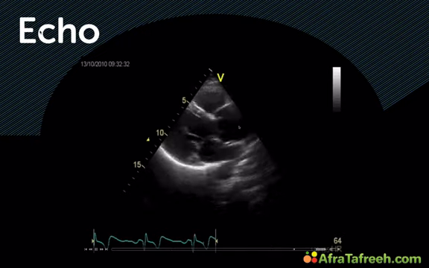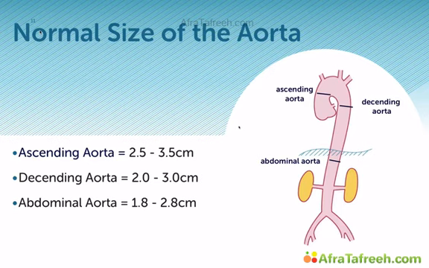Let's take a look at some more views. Well, let's first of all take a look at how we should measure the aorta, because this is the next step we will probably have to do. The normal ascending aorta has a width of 2.5 to maybe 3.5 centimeters, and we'd be measuring it somewhere in the range here. Not at the aortic root, but at the ascending aorta. The descending aorta should measure somewhere in the range of 2 to 3 centimeters, and the abdominal aorta 1.8 to 2.8. So you see, the aorta gets narrower as we go down.